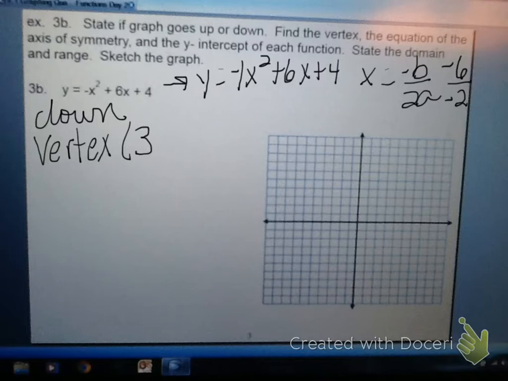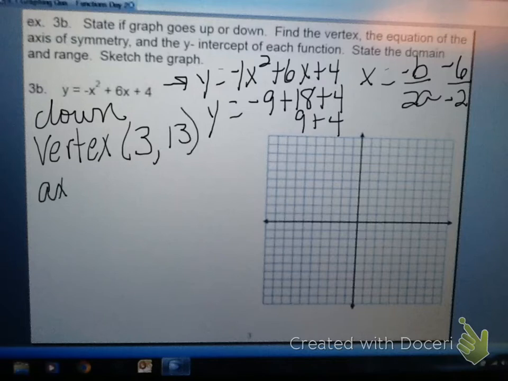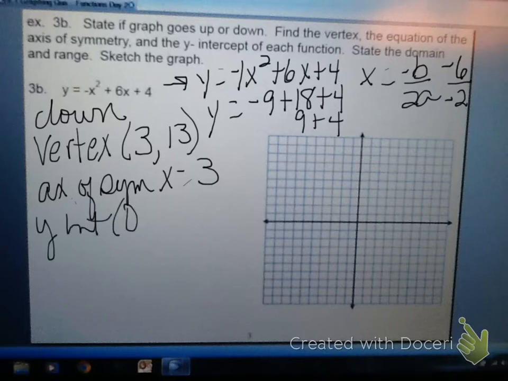Then we're going to plug in 3 into this equation. 3 squared is 9 times a negative 1 is a negative 9, plus 6 times 3 is 18, plus 4. Negative 9 plus 18 is positive 9, plus 4 is 13. The axis of symmetry is x is equal to 3. Your y-intercept is (0, c), which is (0, 4).